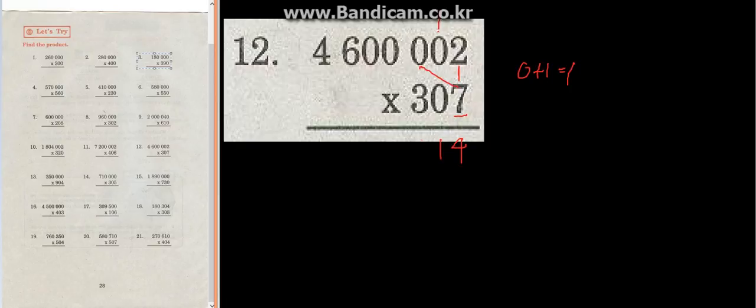Now it goes 0, another 0. 0 multiplied by 7 is another 0. And 6 multiplied by 7 is 42. So you put 4 over here and 2 down here. And 4 multiplied by 7 is 28, plus 4. So that makes 32. So we write down 32.